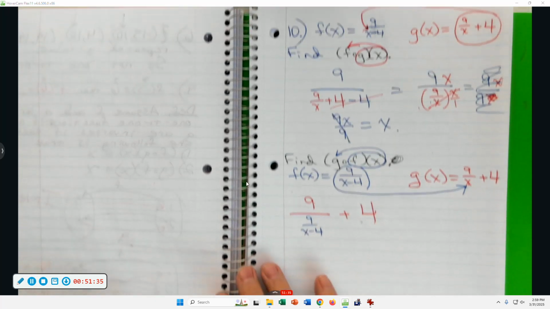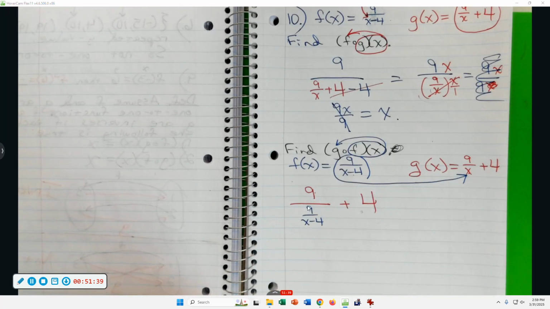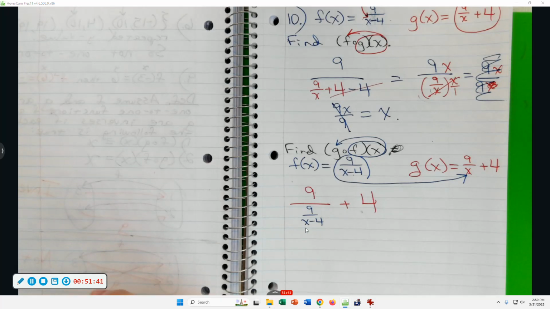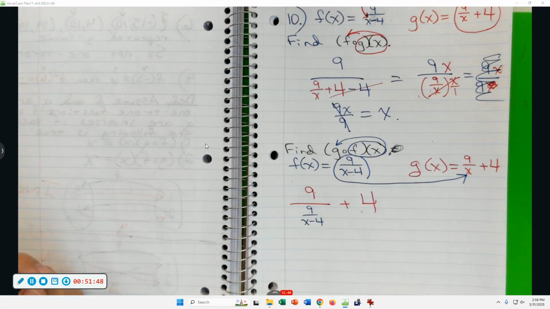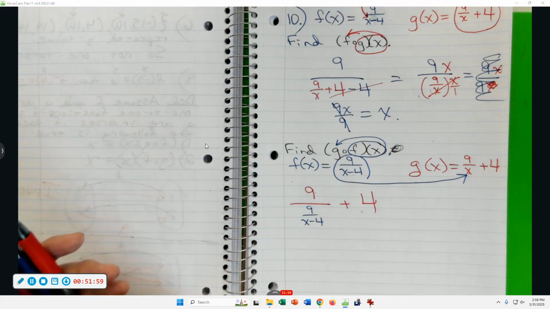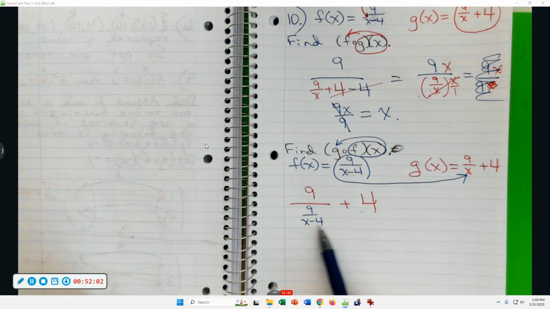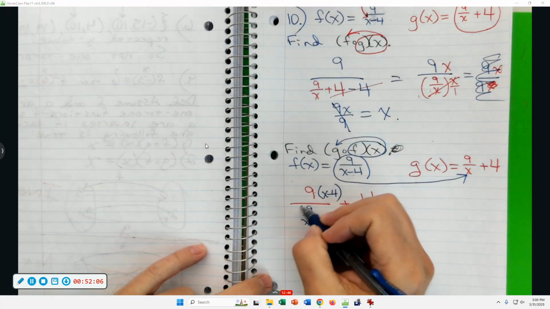Let me push this up. You can't just cancel the 9s and leave an x minus 4 way down there. It's a compound fraction. We have to get rid of the fraction within the fraction. Well, what's the minor denominator in this case? Earlier, the minor denominator was just x. What's the minor denominator now? X minus 4. We're going to have to multiply above and below by x minus 4.